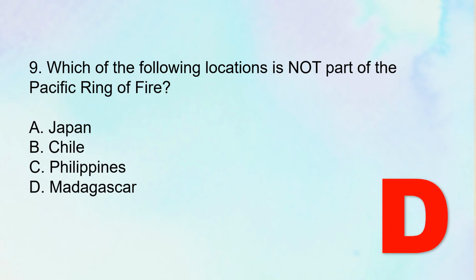The best answer is letter D, Madagascar. Madagascar is in the Indian Ocean and is not part of the Pacific Ring of Fire. The Pacific Ring of Fire surrounds the Pacific Ocean. Again, Madagascar is in the Indian Ocean. Letters A, B, and C are all within the active Ring of Fire.